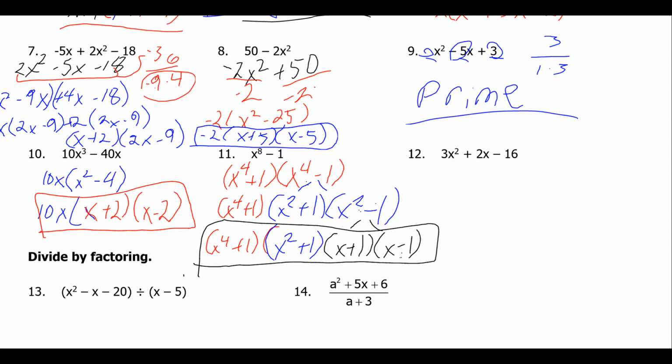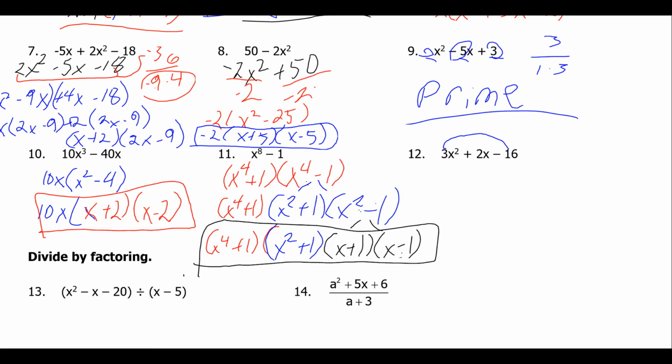Now, number 12. We got 3x squared plus 2x minus 16. Standard form, yes. Is there a greatest common factor between 3, 2, and 16? There's nothing that goes into all three of those evenly. So, let's see, what else can we figure out? Not much else there, so what I'm going to do is I'm going to try to use my AC method.